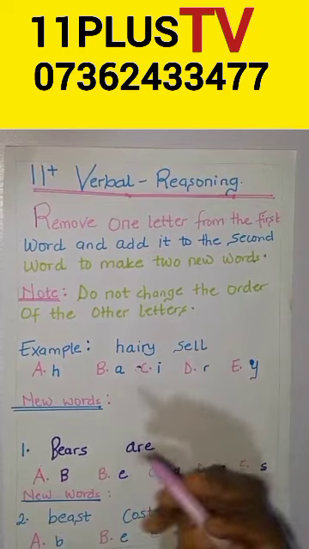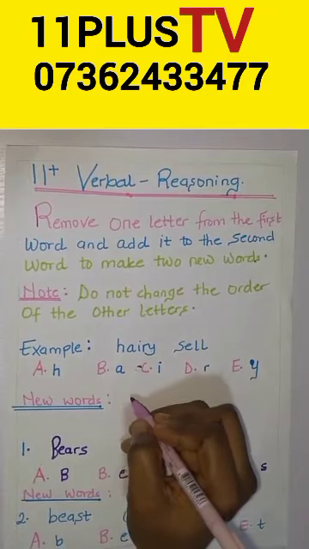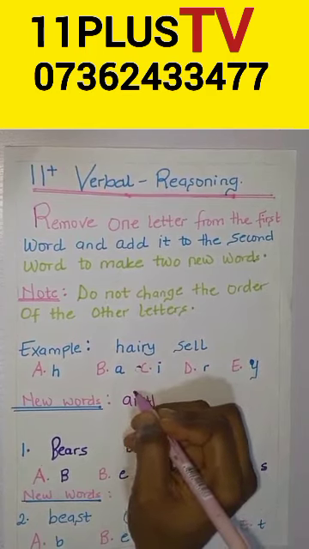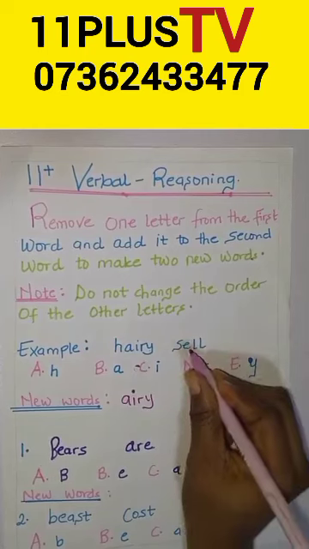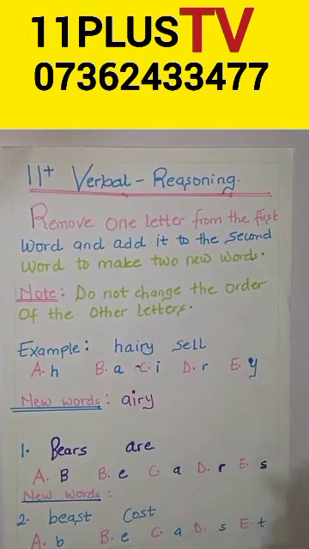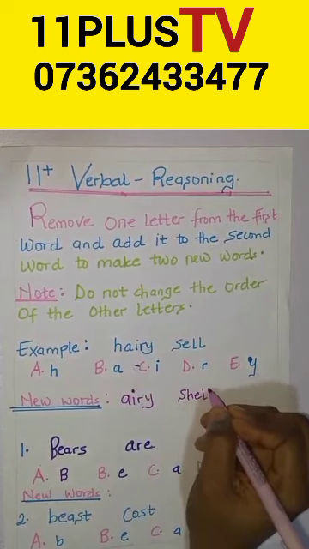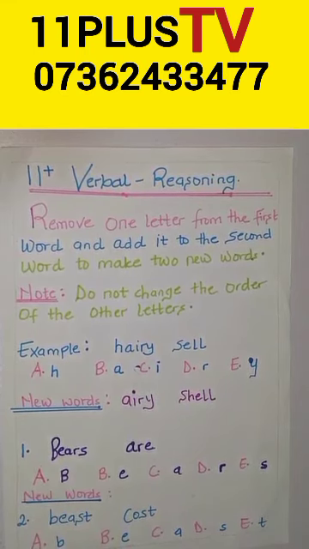The answer for the example: if I take H, I'm going to have Harry as the first new word, and if I put H in Sal, it will form a new word, shall. So that is the logic for removing one letter from the first word. Now let's take question 1.